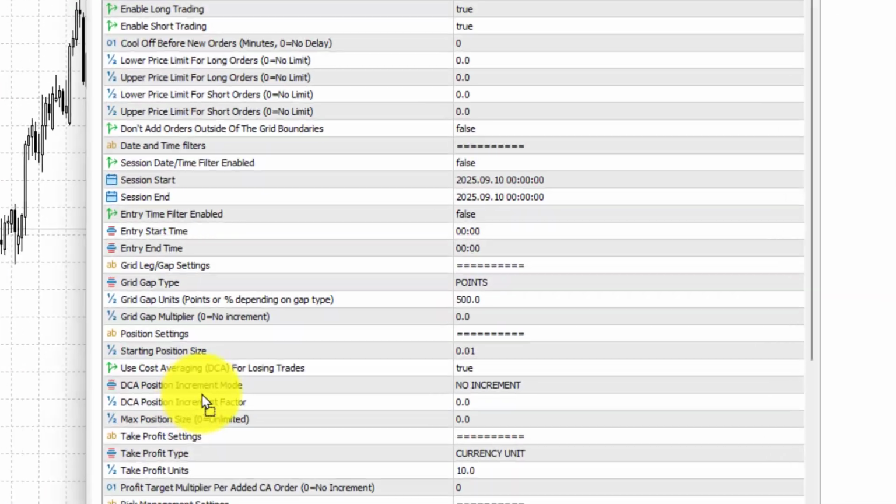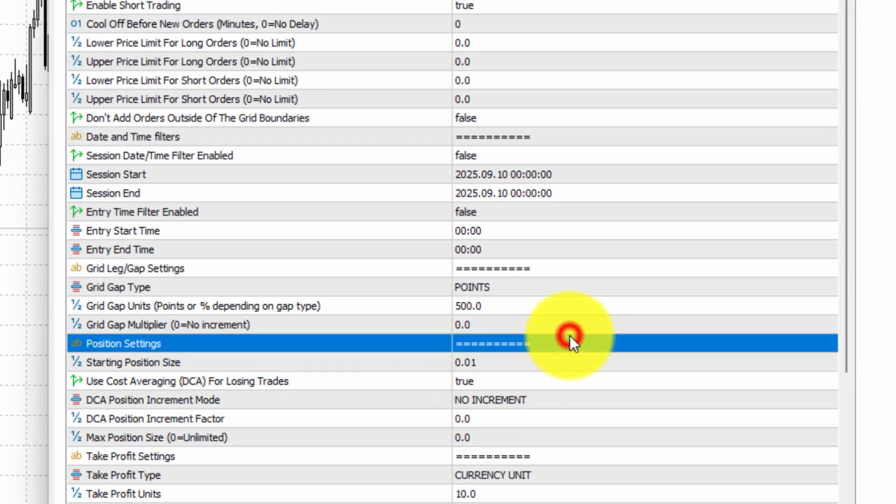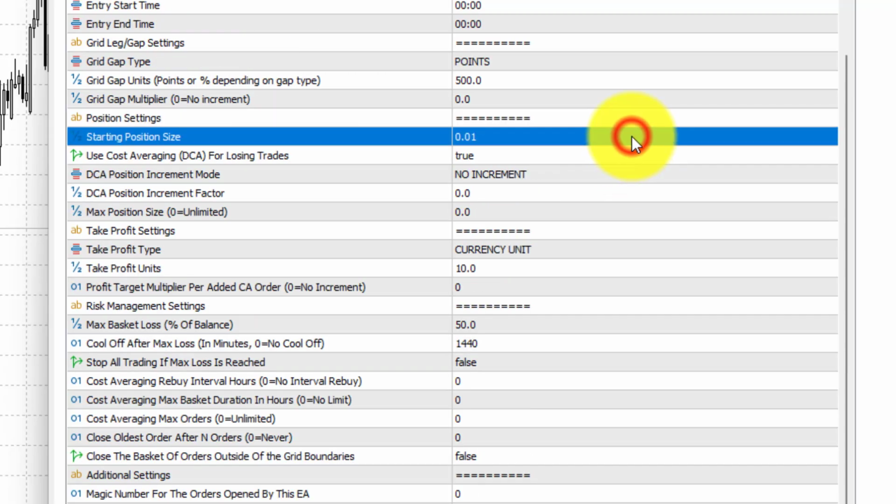The first parameter is the starting position size. This defines the lot size of your first order in the basket. Choosing the right starting size is critical because it influences risk, margin use, and potential drawdown.